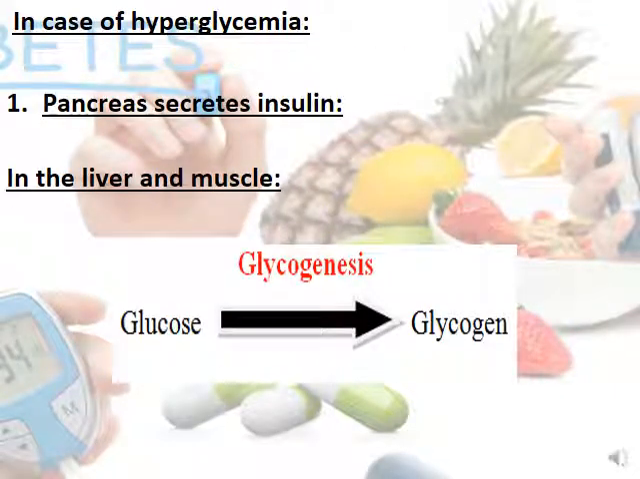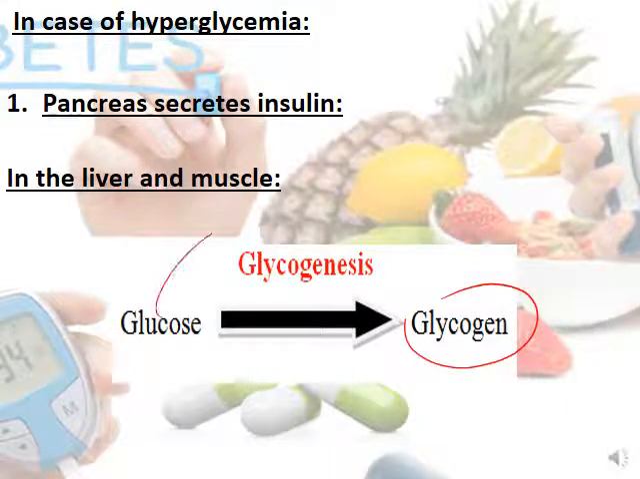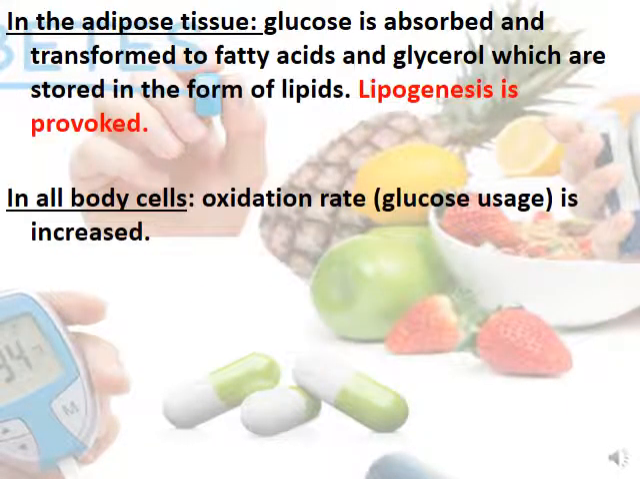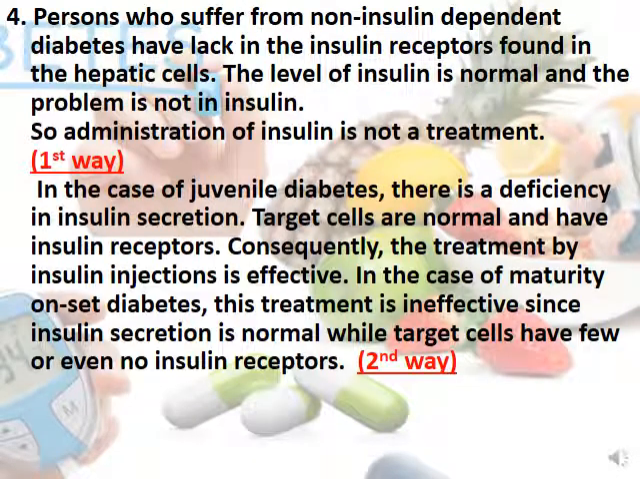Let's move to the case of hyperglycemia. The pancreas secretes insulin. In the liver and muscle, glucose by the process of glycogenesis becomes glycogen. So glucose into glycogen. In the adipose tissue, glucose is absorbed and transformed to fatty acids and glycerol, which are stored in the form of lipids. Lipogenesis is provoked, and in all body cells, the oxidation rate or glucose usage is increased.